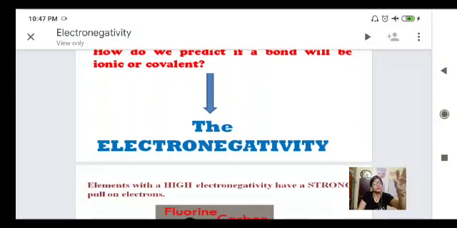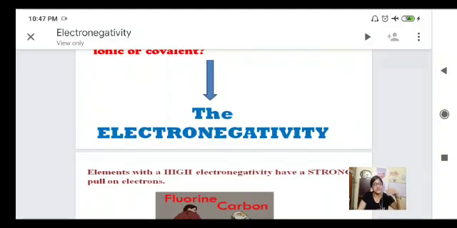Now, how to understand whether a bond will be ionic or covalent? The type of bond depends on the electronegativity of the two bonded atoms. If the two bonded atoms have the same electronegativity, then definitely it will be a non-polar covalent bond. If they differ slightly in electronegativity, then it will be a polar covalent bond, and if they differ hugely in electronegativity, then obviously it will be an ionic bond.